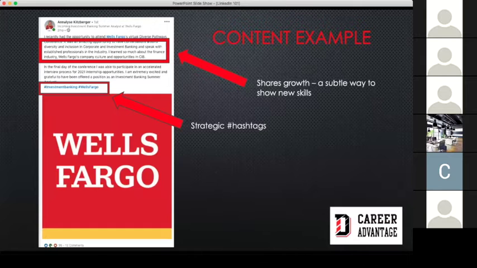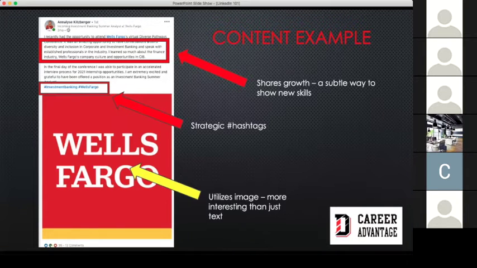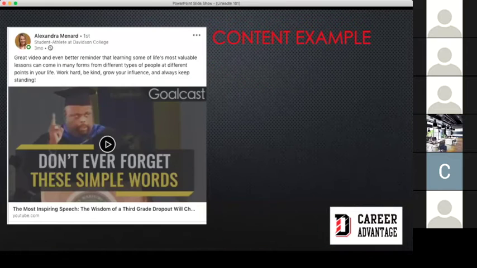Uses hashtags. So that's good because she put a hashtag for the industry she's looking at, the company she's looking at. She also tagged the company up top. Put an image there. Again, it's more interesting than just text. This also feeds into the algorithm. When they see things with images and videos, it's more likely to pop up. So that's a nice touch as well.